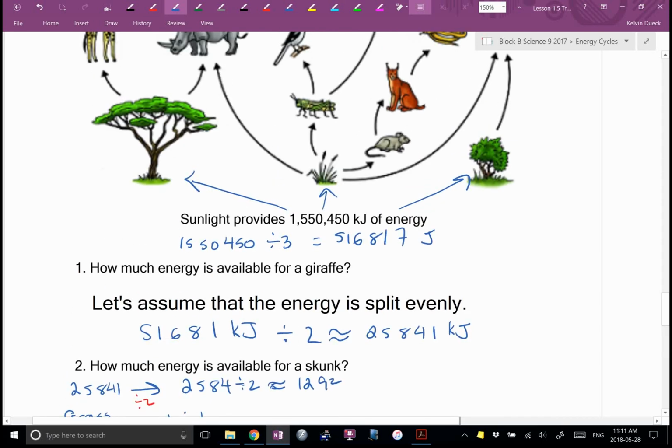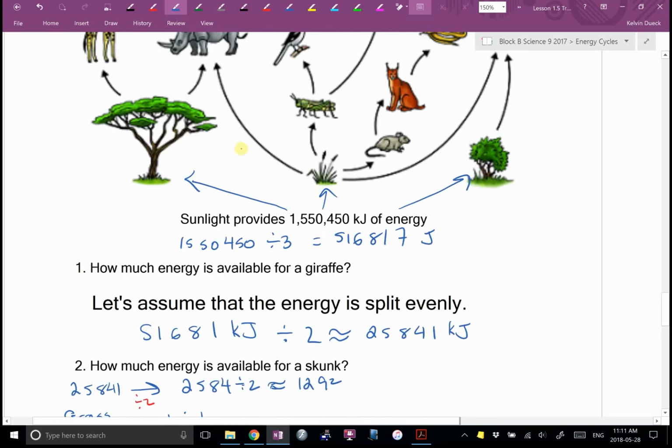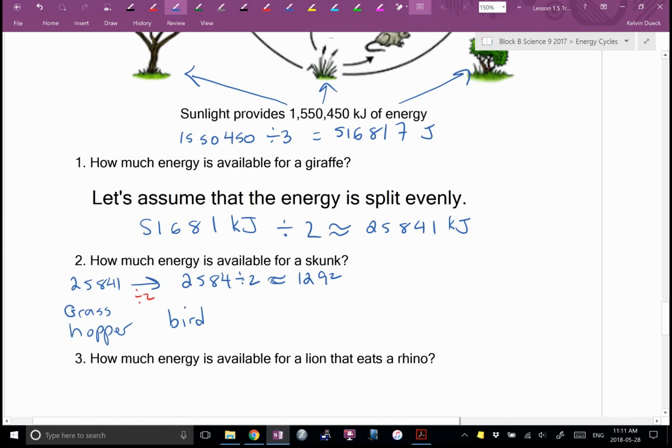Wait, Mr. Dewey. Yep. In the beginning, the grass splits into 4. Oh, the grass splits into 4. Okay. Cross it out. So we should divide this by... So the grasshopper is going to have this number, and now I'm going to bring out the big guns, the big calculator.